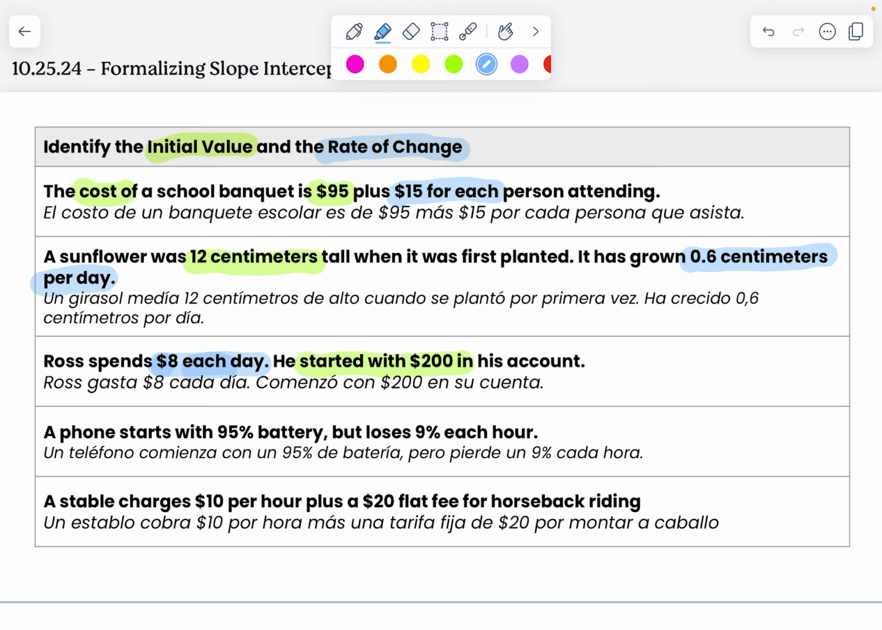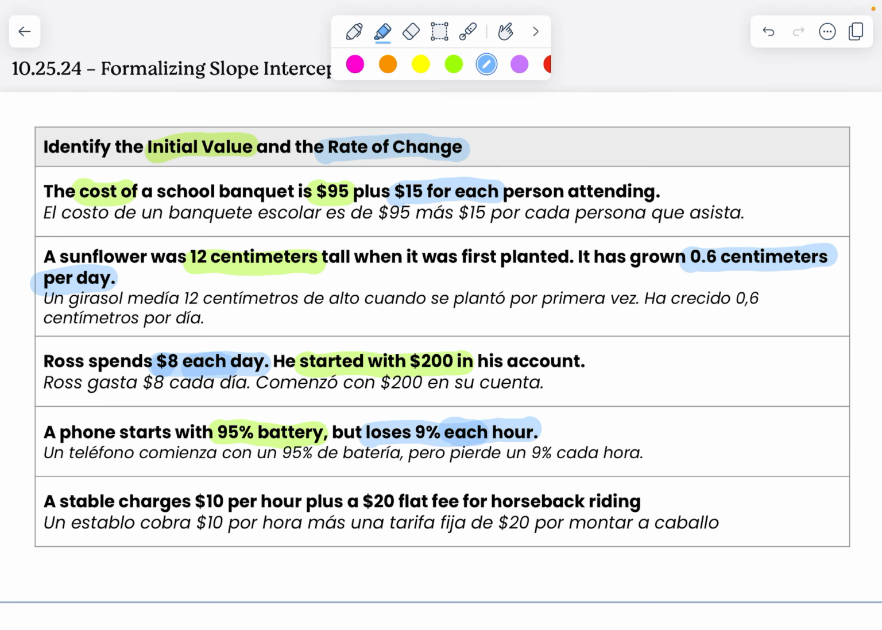The next example says a phone starts with 95% battery, but loses 9% each hour. So how much does our battery start with? Well, it starts with 95. And then every single hour, no matter how much or how little you use it, it drops 9% each hour.